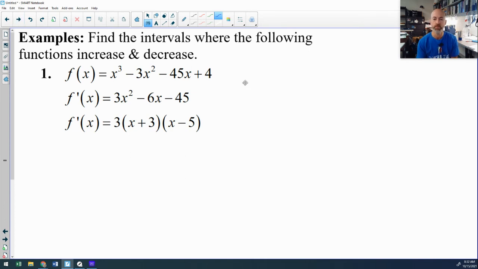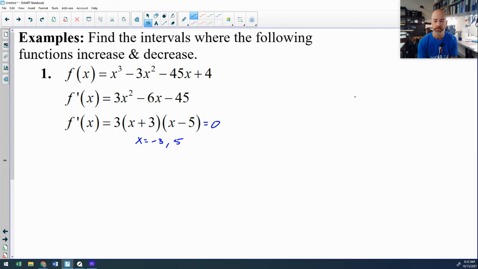So we have this cubic function. I'm finding the intervals where a function increases and decreases. And the first thing you're going to do in all of these is find critical numbers. So I'll take this derivative, I'll set it equal to 0, and we find critical numbers of -3 and 5. And how you go from here is really up to you, how you choose to organize your work.